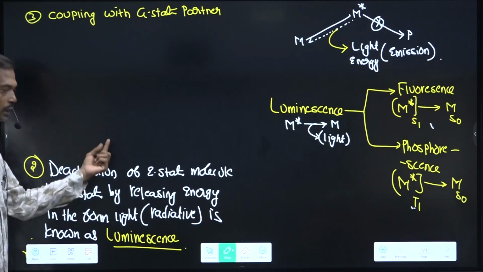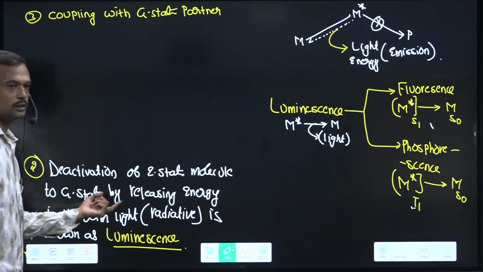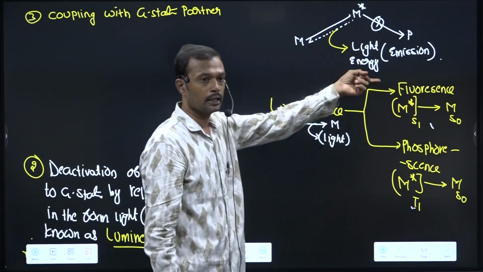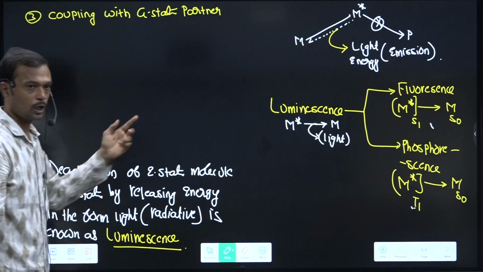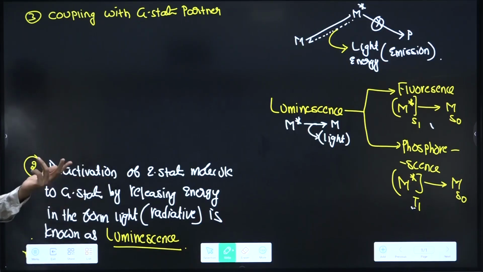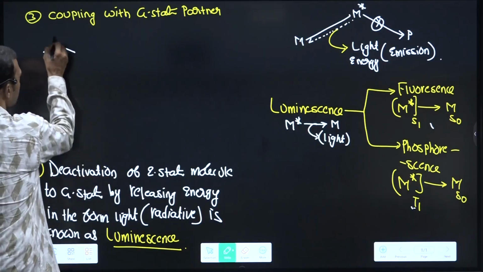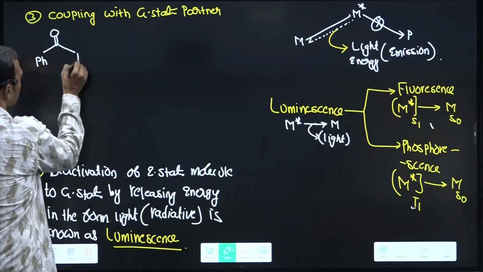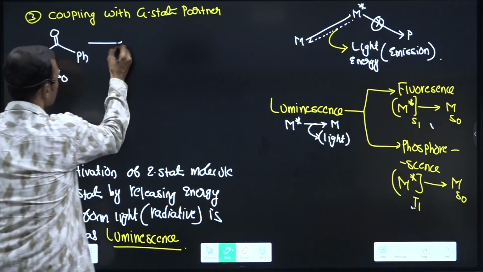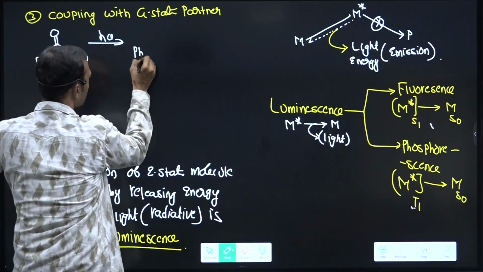Two ways: deactivation by releasing heat energy, and deactivation by releasing light energy. Now products. Up to now we have not discussed any product. So this is the excited molecule. See, initially ground state, now photochemically excited.